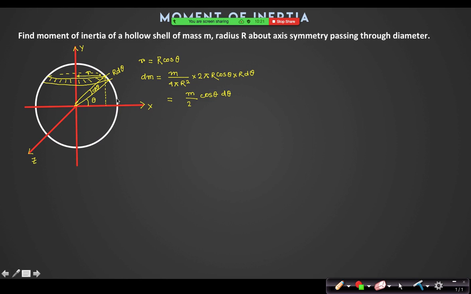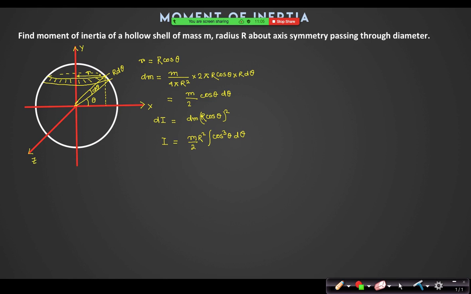Good. Now what is moment of inertia of that ring about that axis y? So dm into radius square, that is r cos theta whole square. So dI is equal to m by 2 into r square cos cube theta d theta. Now if I integrate this equation, I will find my total moment of inertia. Yes or no?